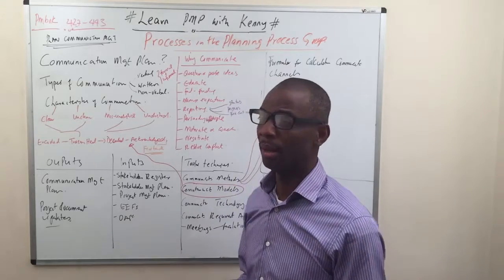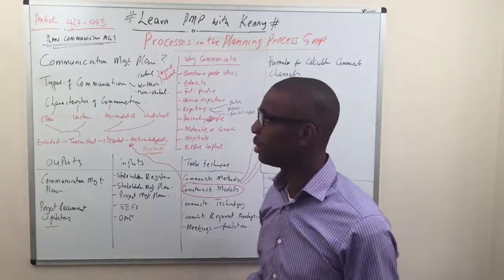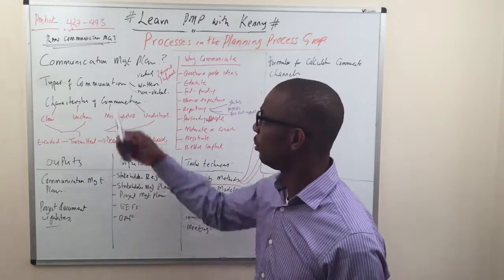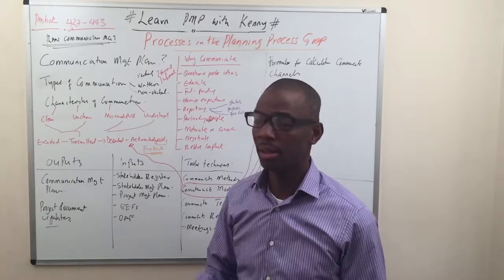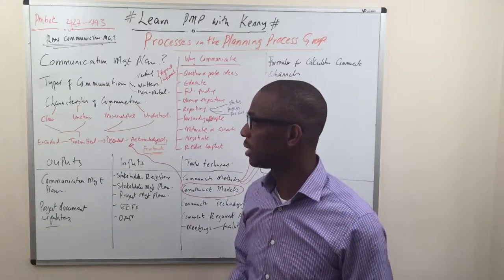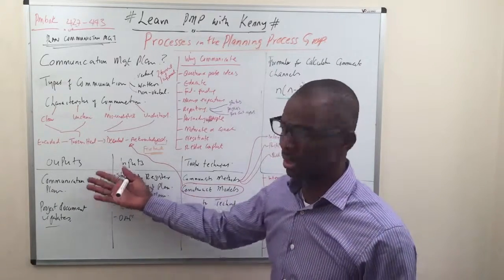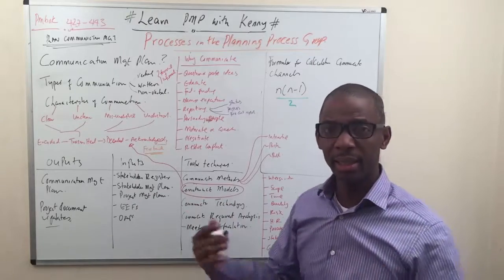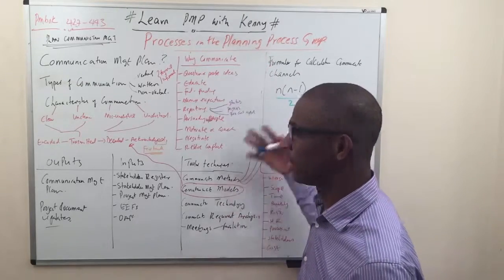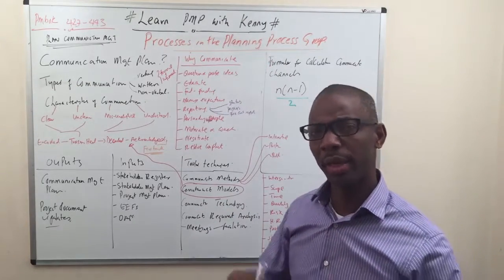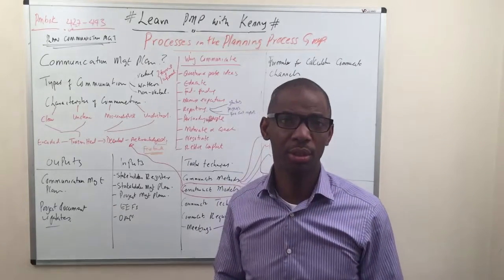So in this particular video, we're going to be talking about our main output for the plan communication management process itself, which is the communication management plan. We're going to be going through the types of communication there are. We're also going to be talking about the characteristics, or pretty much the models, of communication out there. I will discuss obviously the outputs, the inputs, the tools and techniques in line with the PMP study guide and the syllabus, and go through a series of other things around why we communicate, so we have a broad and open view of what communication is.